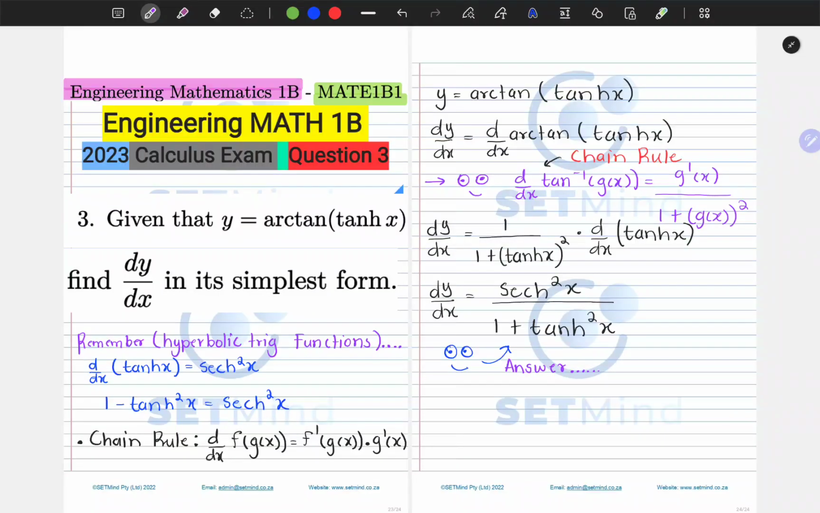So what is the takeaway from this video? What you should understand is your hyperbolic functions, how they work when you derive them, what identities are applicable when you're looking at hyperbolic trig functions, and very importantly you need to make sure you understand your chain rule.